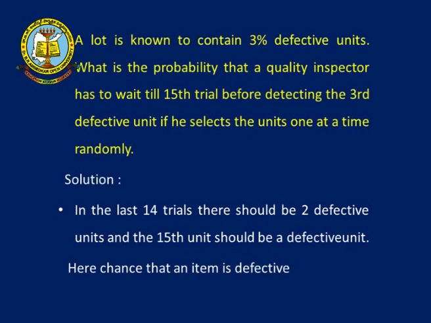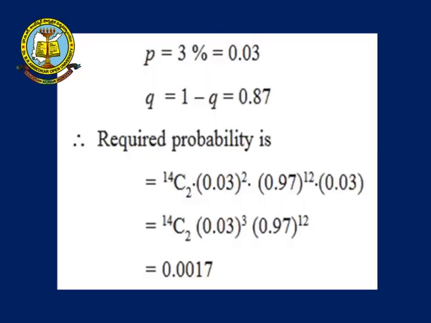Hypothetically, here the chance that an item is defective is 3%, that is 0.03. Formula: p plus q is equal to 1, or q is equal to 1 minus p, that is 1 minus 0.03, which gives 0.97. Required probability is 14C2. See here, this is 14 trials and 2 defective. 14C2 into 0.03 whole square, 0.97 whole power 12, 0.03. 14C2 into 0.03 whole power, this is 2, this is 1, the bases are combined. So that is the simplification. 14C2, as I already told you, is 14 factorial by (14 minus 2) factorial into 2 factorial.